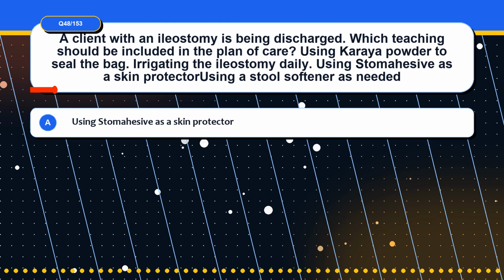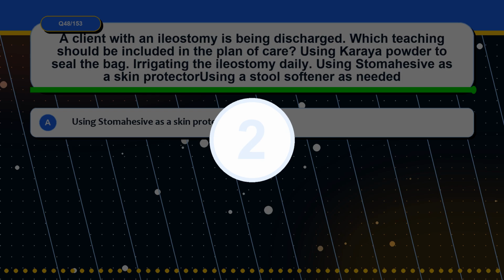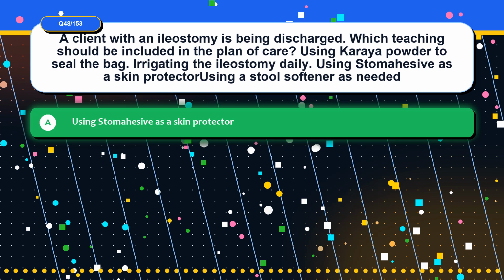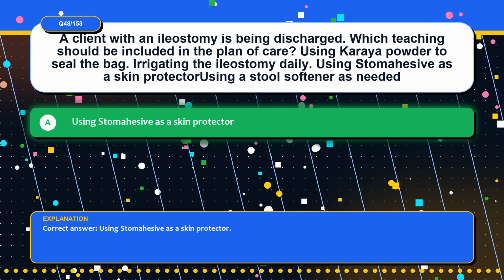Question 48. A client with an ileostomy is being discharged. Which teaching should be included in the plan of care? Using Karaya powder to seal the bag, irrigating the ileostomy daily, using Stomahesive as a skin protector, using a stool softener as needed. Here are the options. Option A, using Stomahesive as a skin protector. The correct answer is option A. Correct answer.